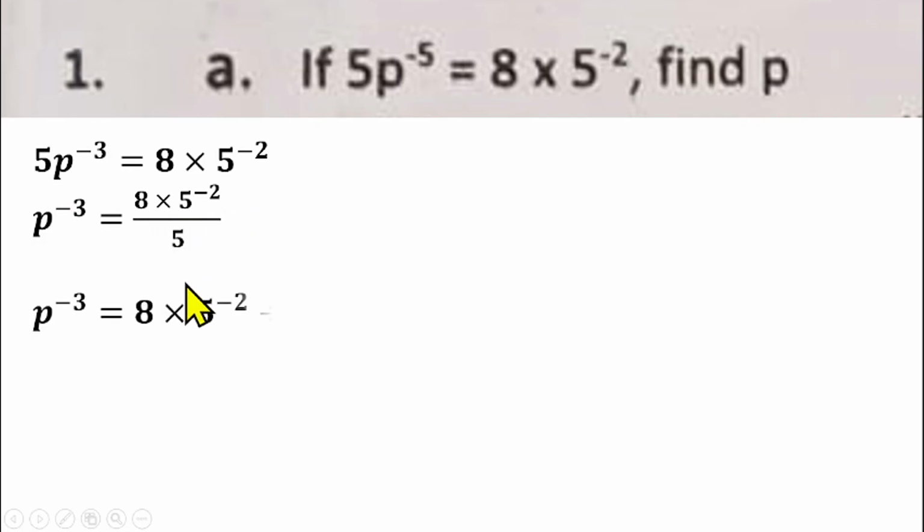So we can rewrite this right hand side as divided by 5 like this, which you can apply the law of indices to. You have P raised to the power minus 2 equals 8 times... Apply the law of indices here. This is division, so that will change to subtraction of the powers since they have the same base, which is 5.